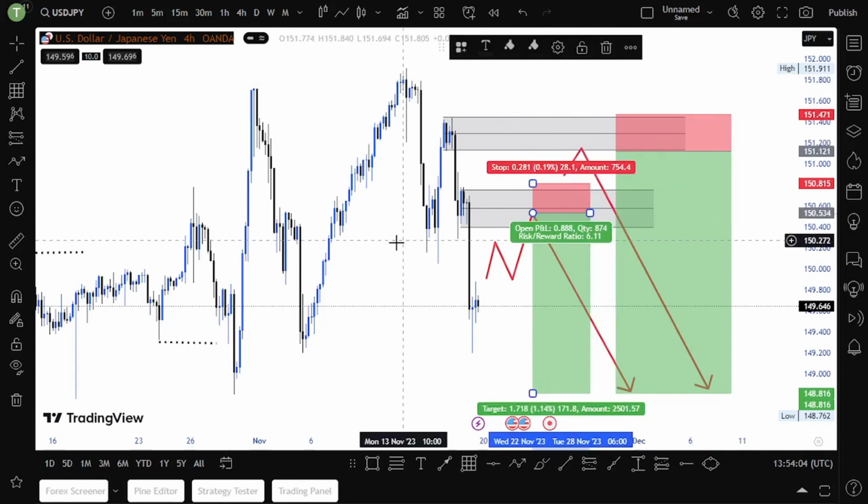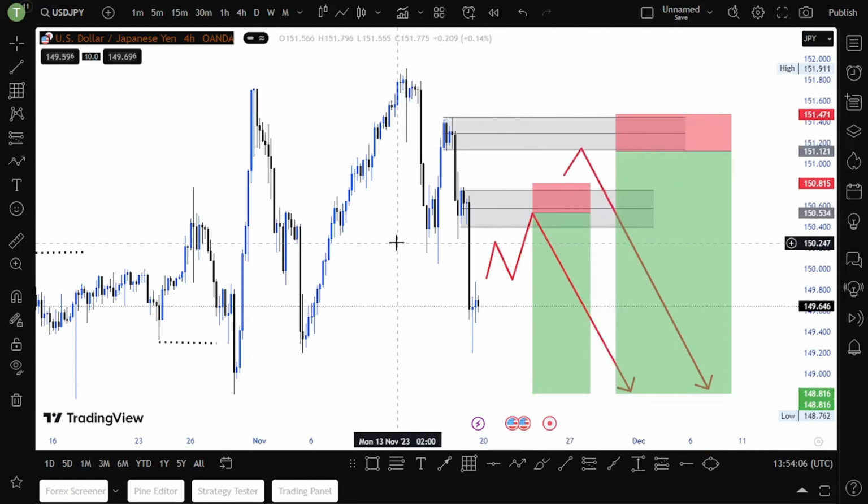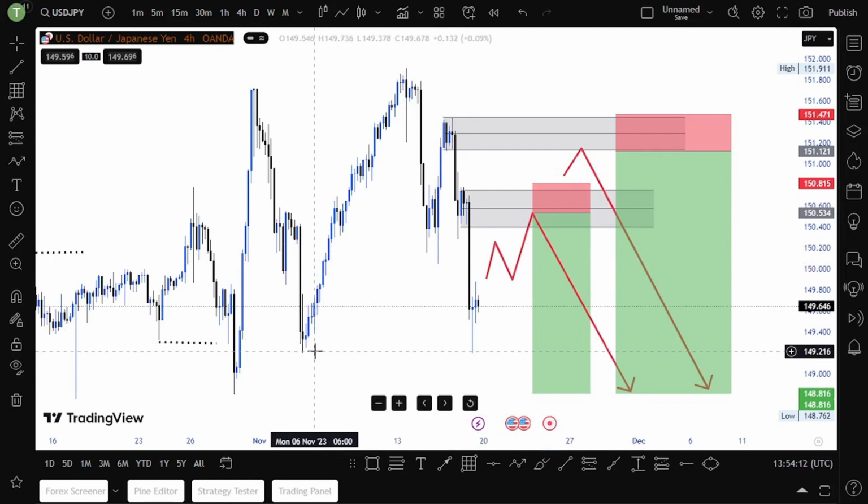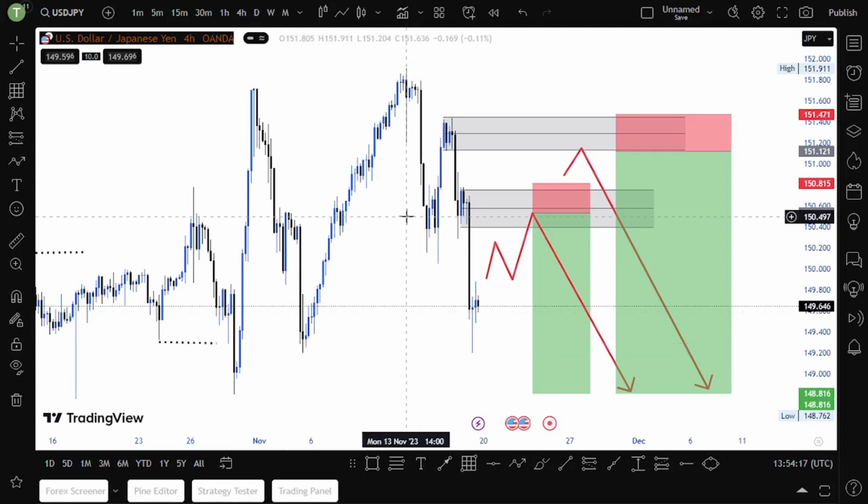So guys, as you can see, inside there is a change of character here. There is our break of structure. As you can see now, there's a confirmation for price to drop lower. So that is my view on USDJPY, guys.